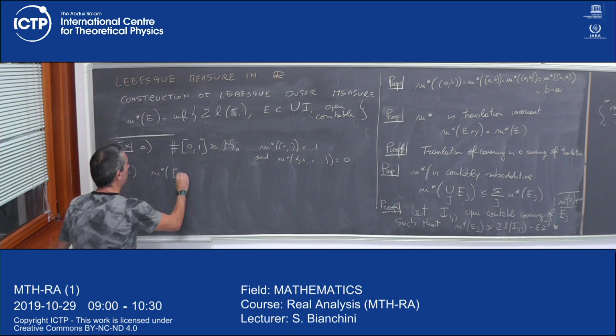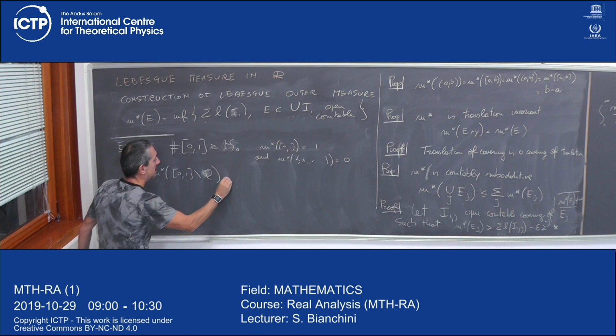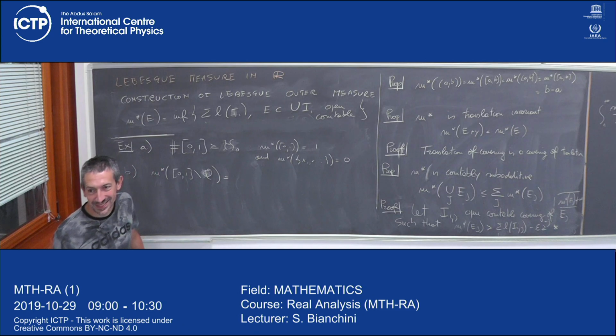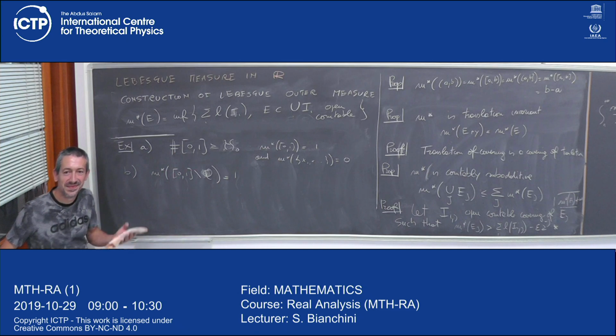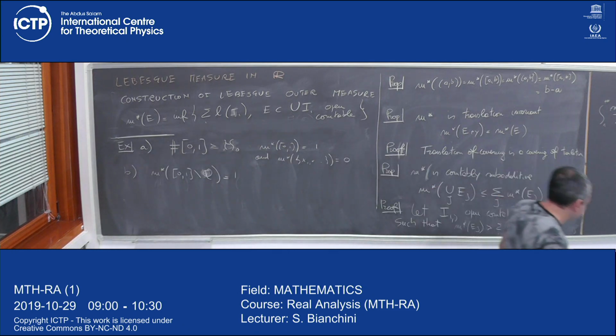What is the outer measure of the irrational numbers? What do you think? It's 1. Because we know that the outer measure of any countable set is 0. And then? The additive property. Oh, we don't have an additive property, we just have a scalar. So, okay, this proves one direction, one inequality.